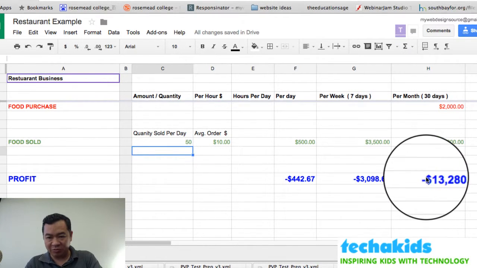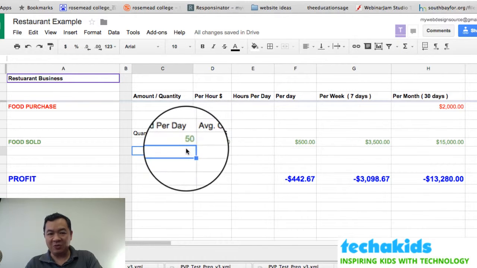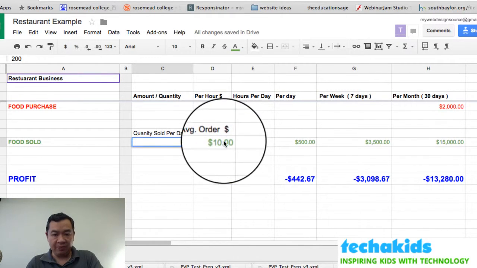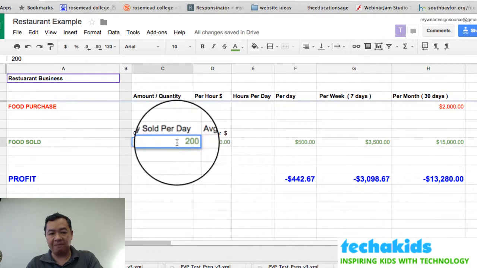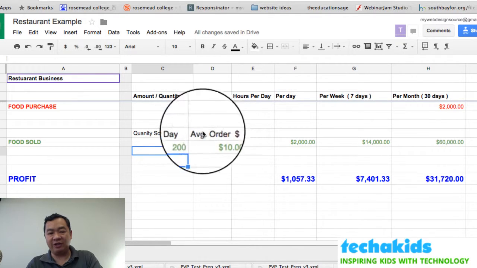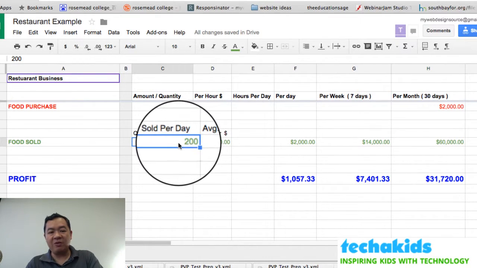See that negative right there? That's what you don't want as a business. You want it to be positive. So let's say at 95, we had it at 95. Let's say you really worked hard and you sold 200 meals a day at 10 bucks each. And let's see how much this profit margin will be. Boom. $31,000 in profit. So you can play around with this.